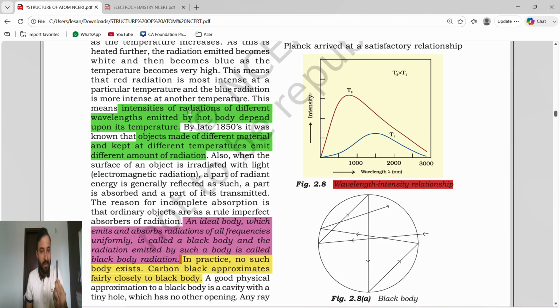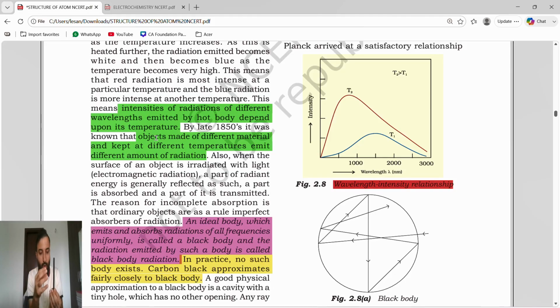And object A, which is not heated very high, the intensity of radiation coming out from it is not very high. It is of less intensity. So whether the intensity is high or low depends upon temperature. That's why it says that the intensity of radiation of different wavelengths emitted by a hot object depends upon its temperature.